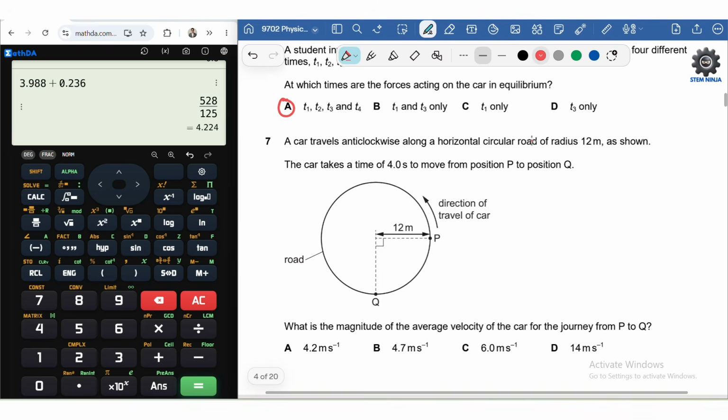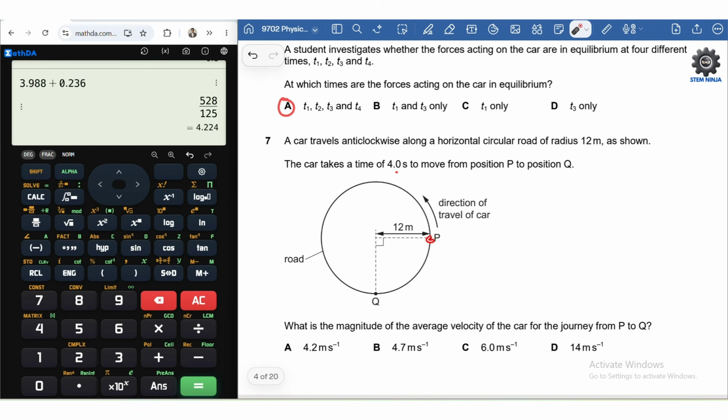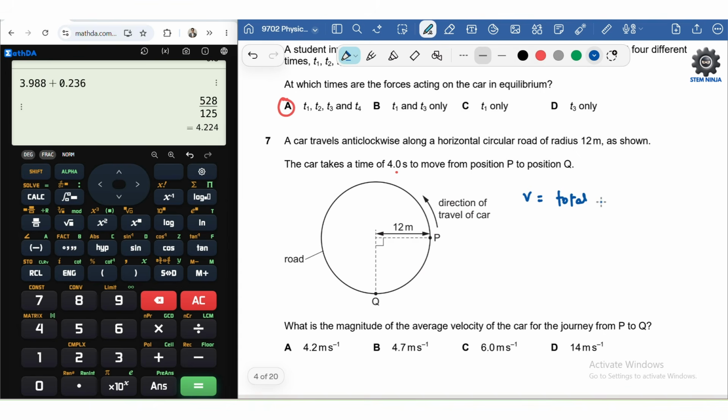A car travels anti-clockwise along a horizontal circular road of radius 12 meters. The car takes a time of 4 seconds to move from point P to Q. What is the magnitude of average velocity of the car for the journey from P to Q? Just like average speed, average velocity is the net displacement divided by total time.